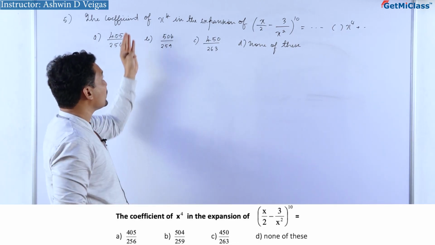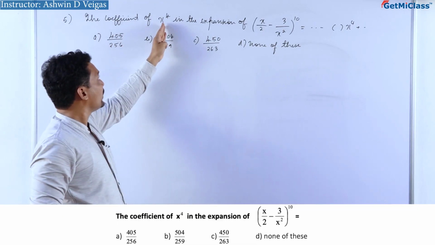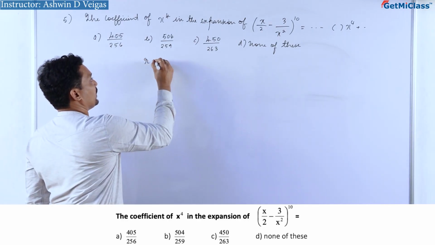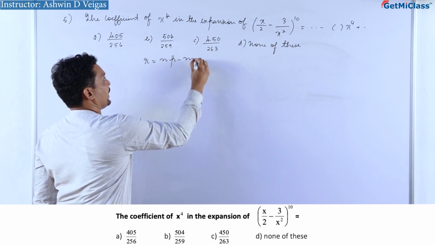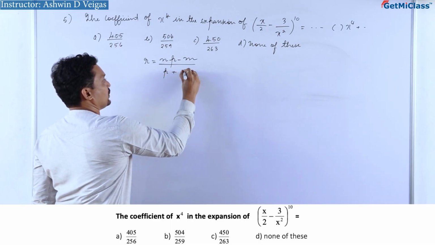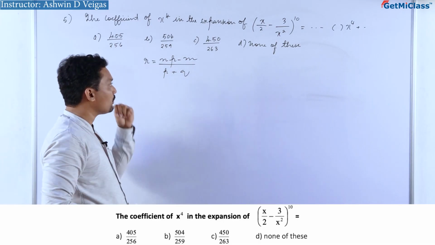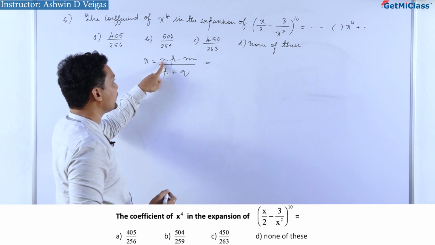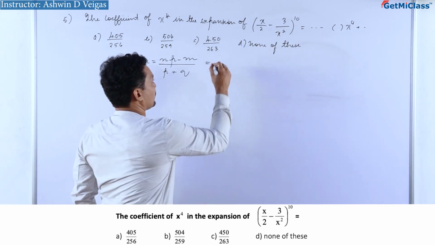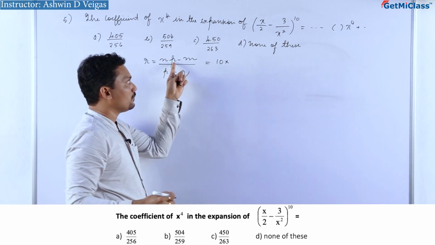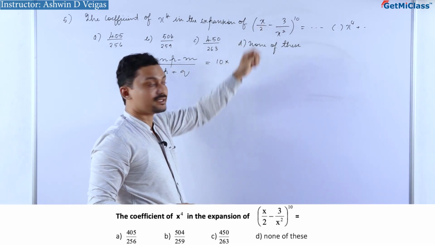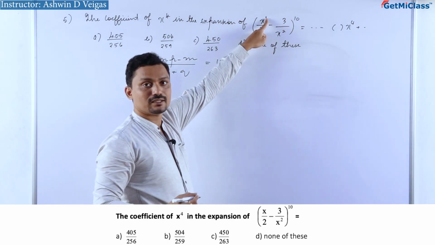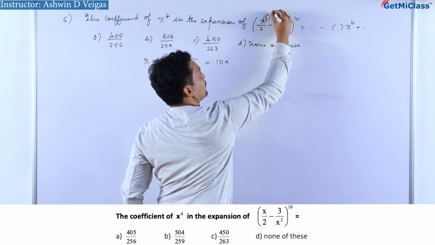Now, whenever this kind of problem is asked, that is, if they ask the coefficient of x power something, we have to go by a shortcut, and the shortcut is given by r is equal to (np minus m) divided by (p plus q). This will help us to do this problem in a much faster way. What is n here? N is nothing but the power, that is 10. What is p? P is the power of x in the numerator here. Here the power of x is 1, so this is p.